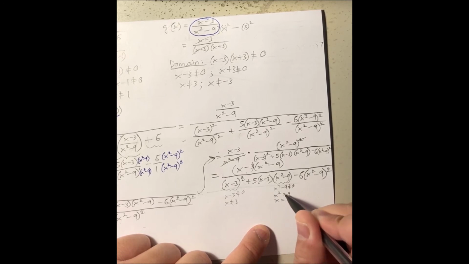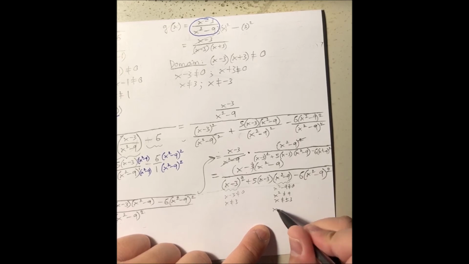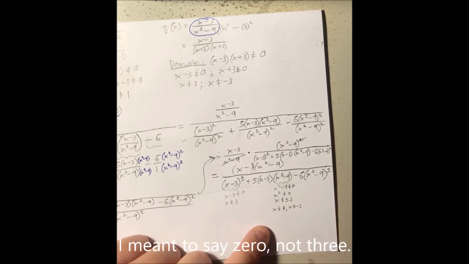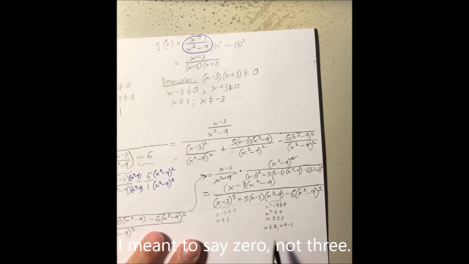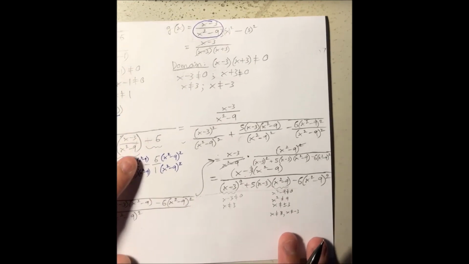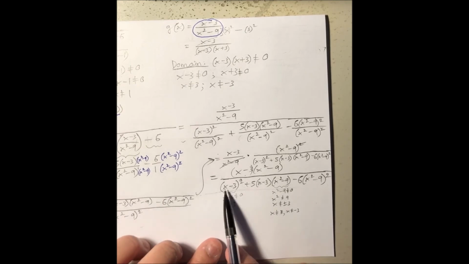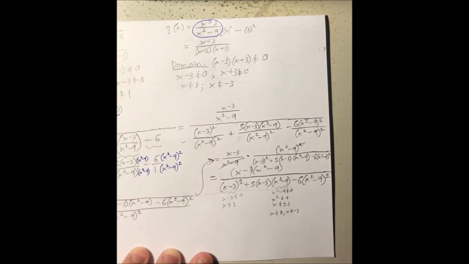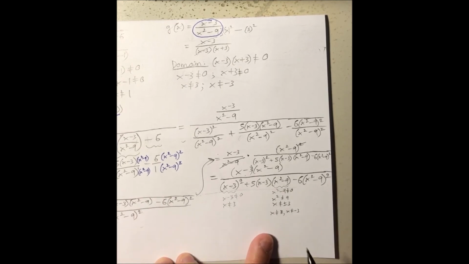That means x cannot be equal to plus or minus 3. So that means x cannot be equal to positive 3, and x cannot be equal to negative 3. Well, that is true because we mentioned it earlier. If x equals positive 3, then the whole denominator is going to be 0, so that's going to be undefined. What about negative 3?